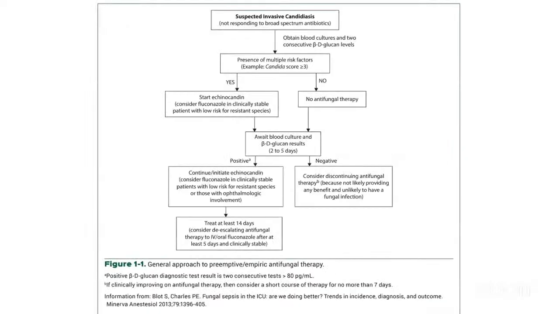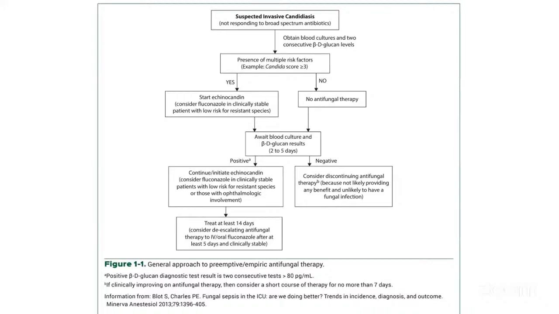So in summary, if invasive candidiasis is suspected, we obtain blood culture and 2 consecutive beta-D-glucan levels. Presence of multiple risk factors, if the Candida score is more than 3, if it is present, we have to start an echinocandin. If it is not present, no antifungal therapy.